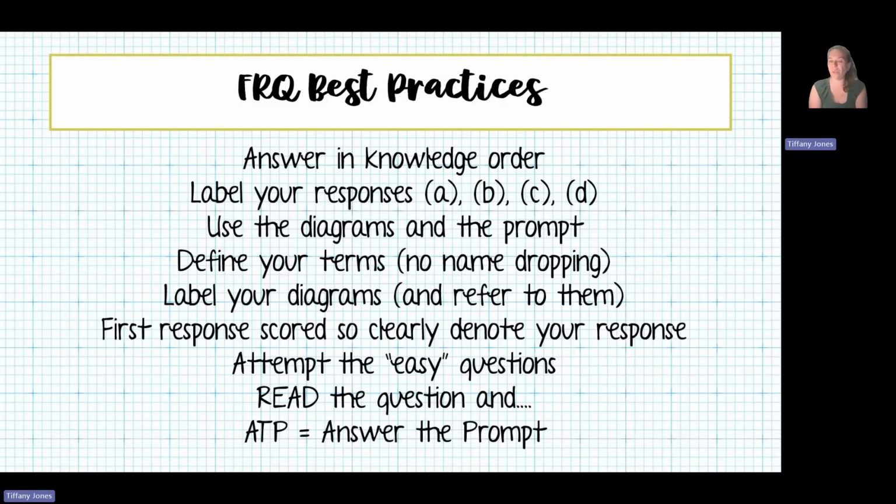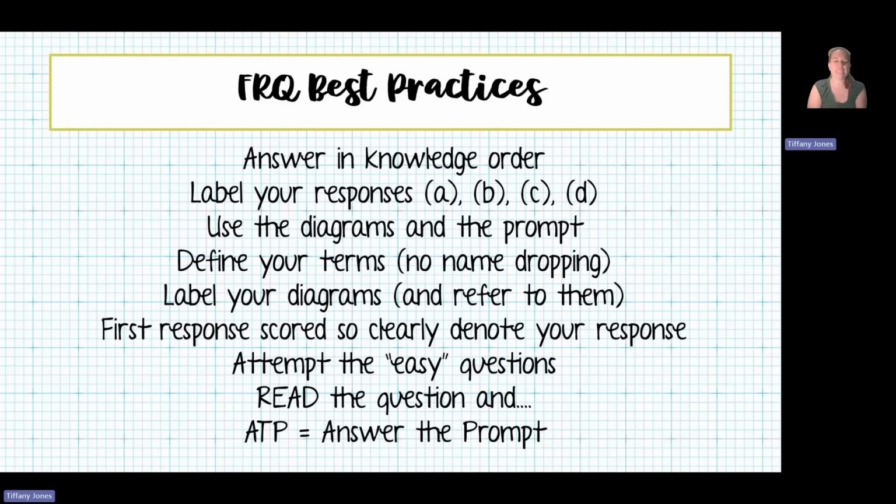Also, the first response is scored, so clearly denote that response. If they say, name two ways that this is modifying, say the first way, the second way, so that they know where your two are. Because if you just start writing them out, sometimes you accidentally put two together into one sentence, and then that counts as your two. And if one of them wasn't right, then you automatically don't get your second response.